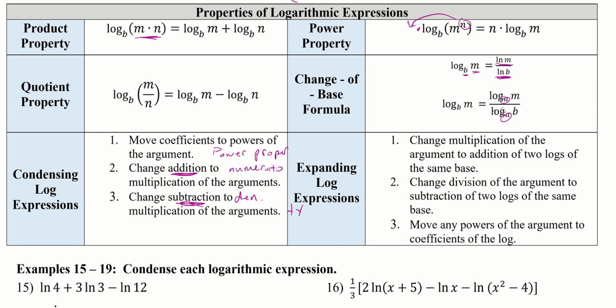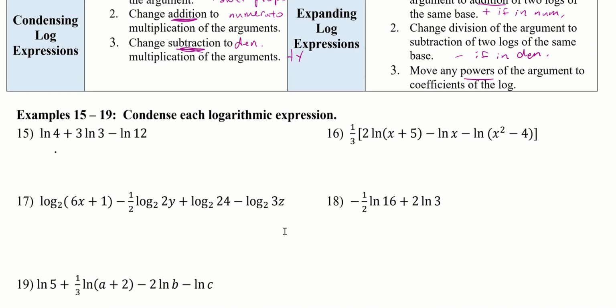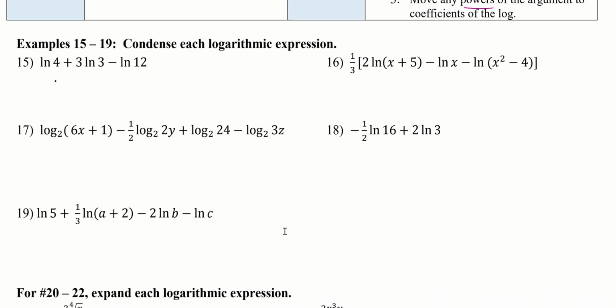We're going to do that addition and subtraction first. Okay, so addition here again is going to be positive if in numerator, negative if in denominator. And then once we've done that, then we use the power property to bring the powers down. Okay, so let's try a few of these. It says condense all of these.